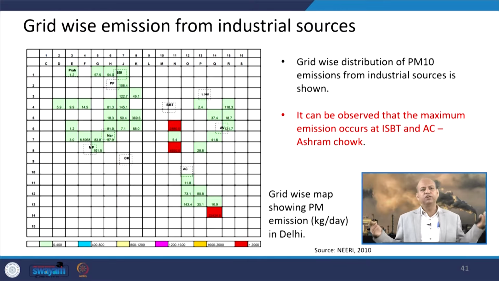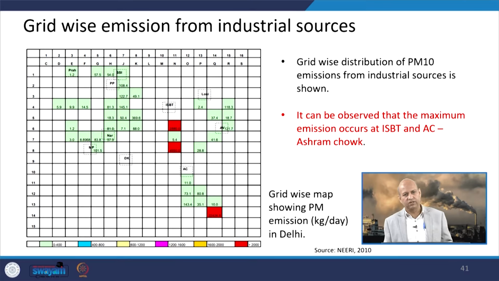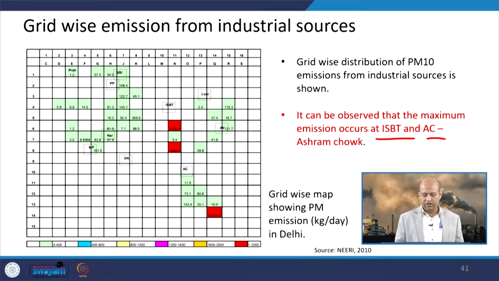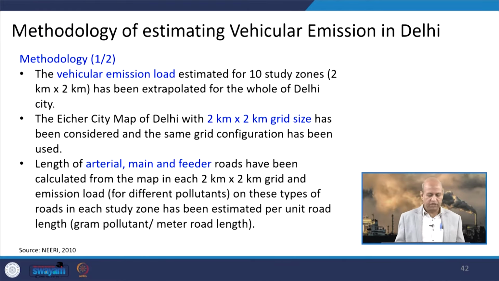Well, again, a grid-wise emission inventory was developed, and the distribution of these emissions was done grid-wise, so that we can know the hot spots. You can see here that ISBT and Ashram Chowk have been identified as having large amounts of these emissions.